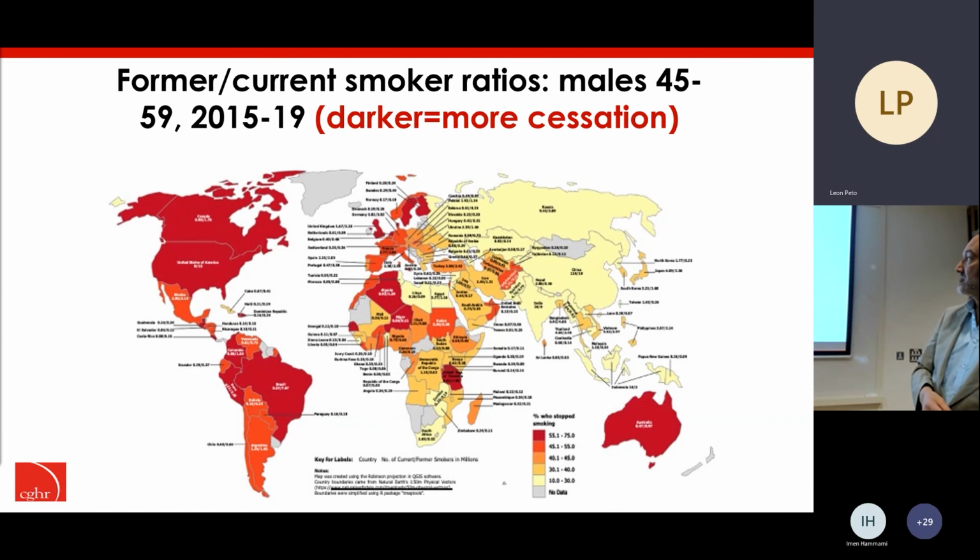Where are the challenges for tobacco control? Well, they're very much in Asia. So that includes Russia, China, India, Indonesia, and other populations where most adults are quitting because of disease, not to avoid disease.